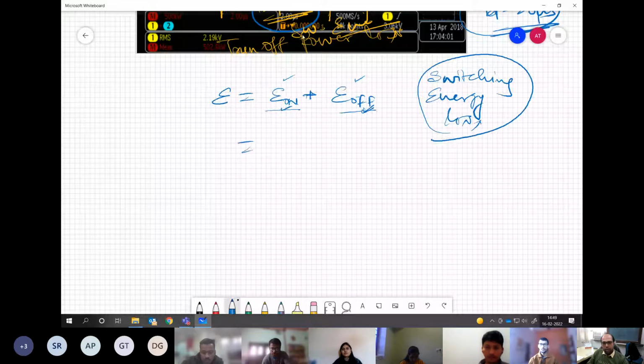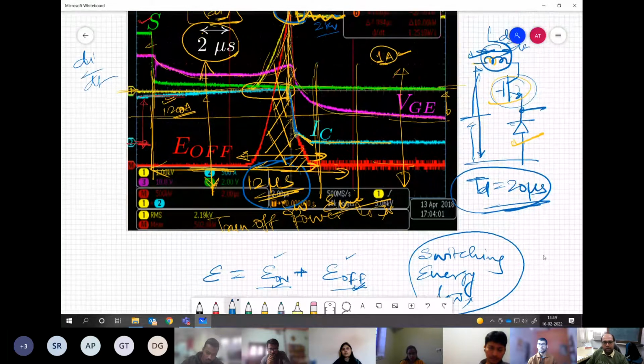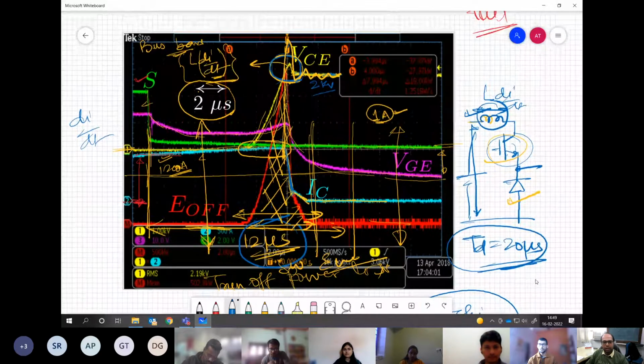And from the waveforms you can understand this E on or E off. If you have a very high DC bus voltage, then the area covered by this graph will be larger. If you have a very high VC or very high DC bus voltage, it will rise for a longer time and cover a much larger area, right?